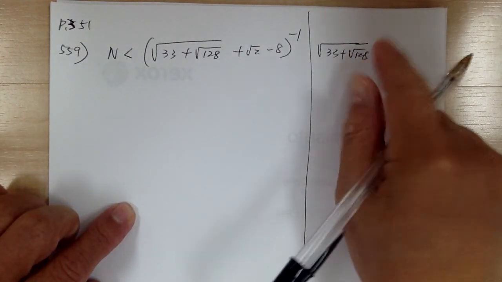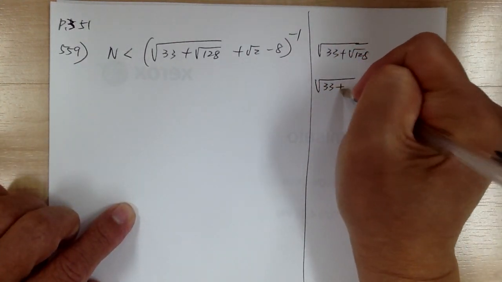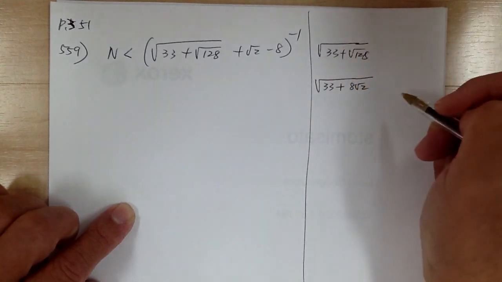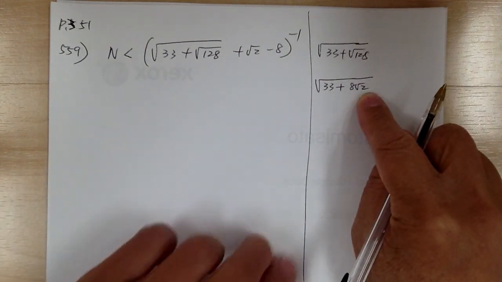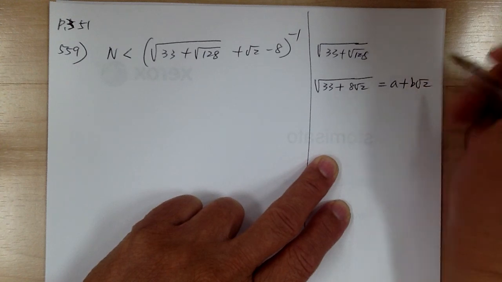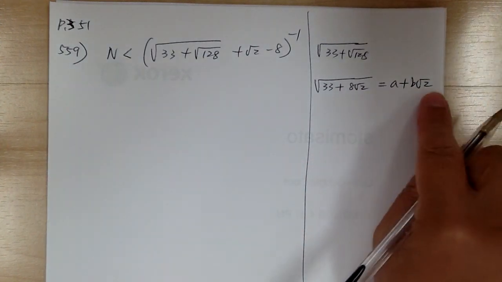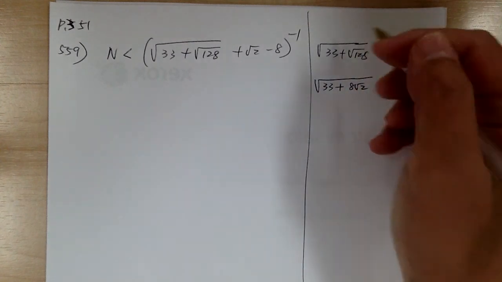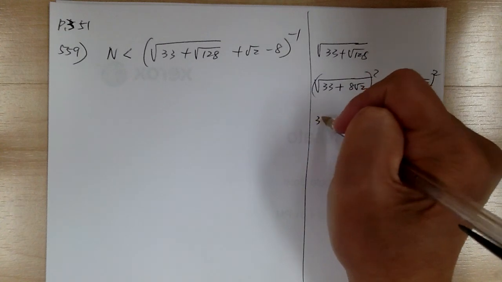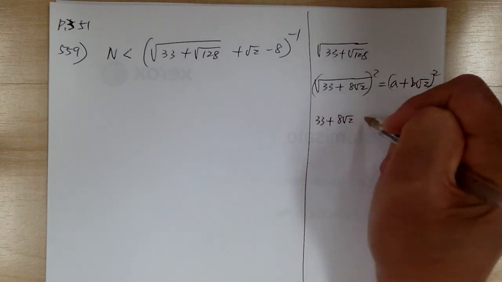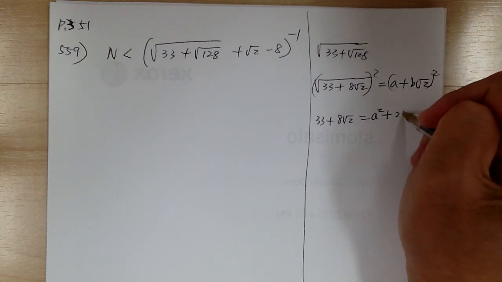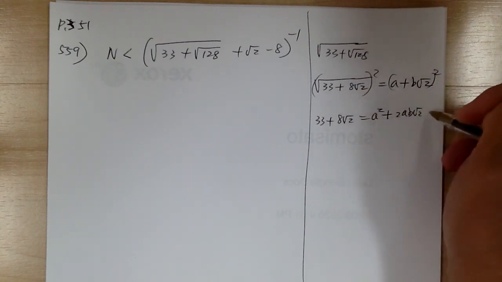First, let's go and simplify the 128. So this becomes 33 plus square root of 128 is 8 square root of 2. Okay. So since that's a square root of 2, then what you want to do, you want to set this equal to a plus b square root of 2. Then you go and square both sides. So you're going to get 33 plus 8 square root of 2 equal to a squared plus 2ab square root of 2 plus 2b squared.